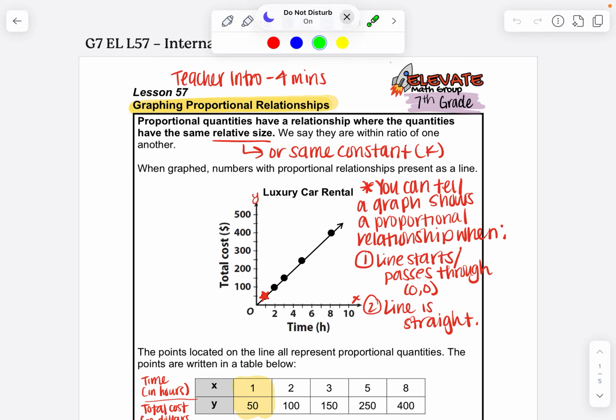Hi everyone, this is 7th grade Elevate, lesson 57 on graphing proportional relationships. We are going to spend the first 4 minutes of this lesson on a teacher intro.